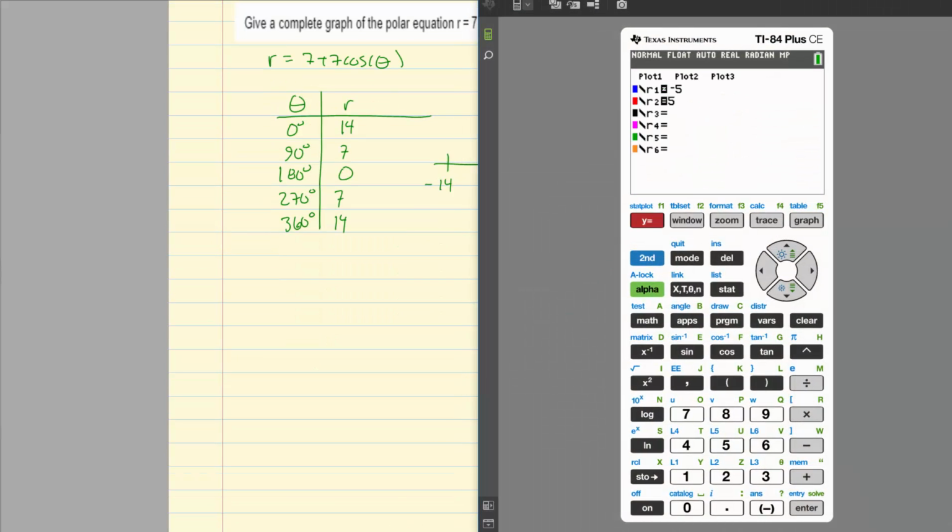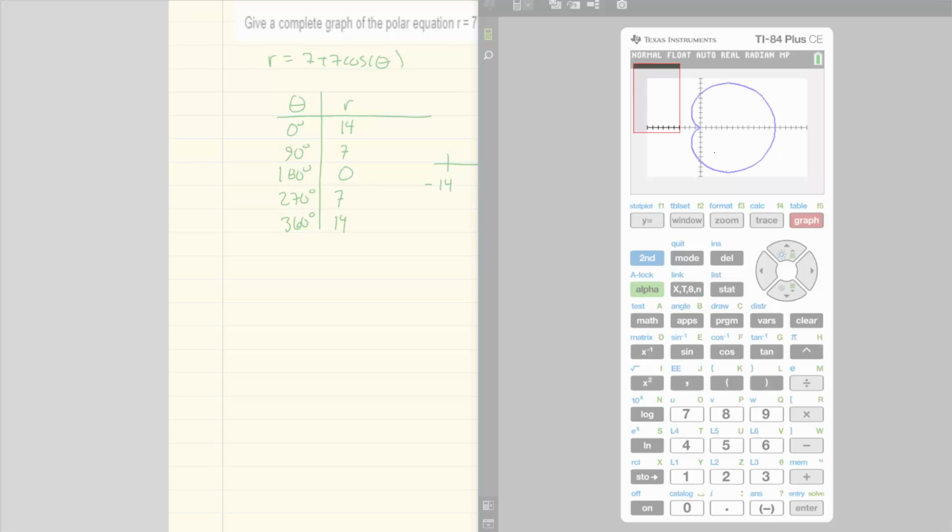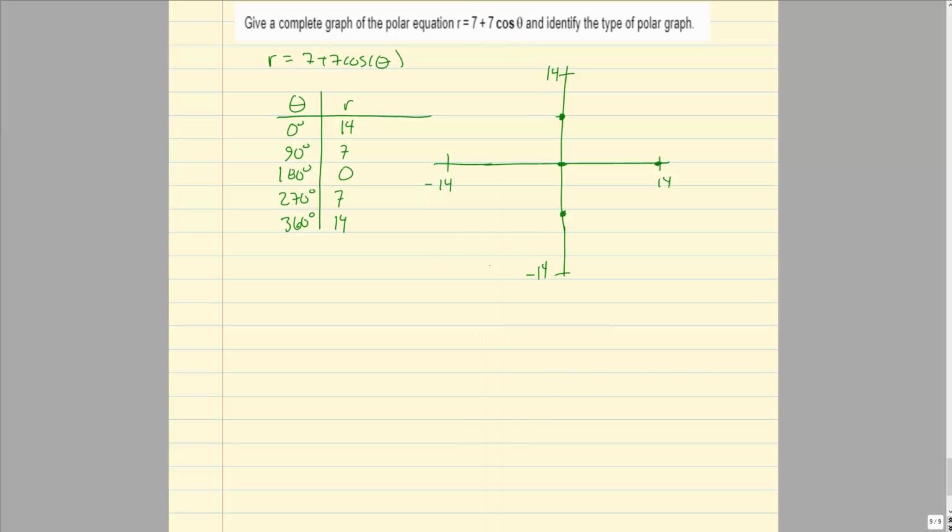So we go to y equals, and I have my radius here, so let's clear that out. 7 plus 7 cosine theta. We hit graph, and that definitely matches the one I thought. So let's go ahead and go to window here. I need to go further out in the x direction to x max. We could maybe go out to 20. Yep, now we can see the whole shape. So that's our graph, and it matches the one that we thought it would from that chart. So that worked out pretty good.